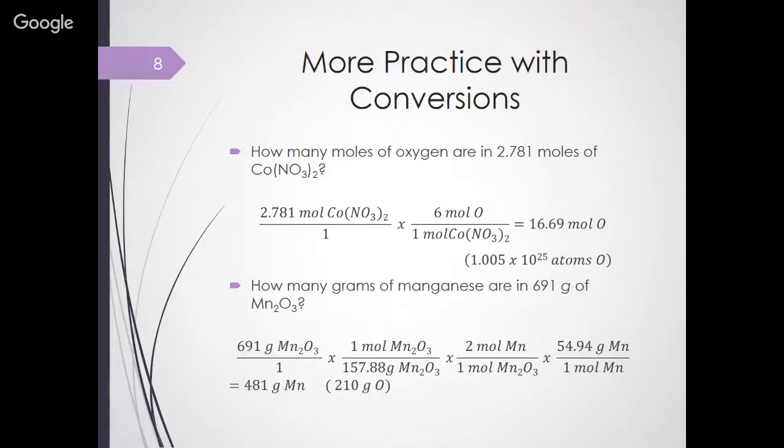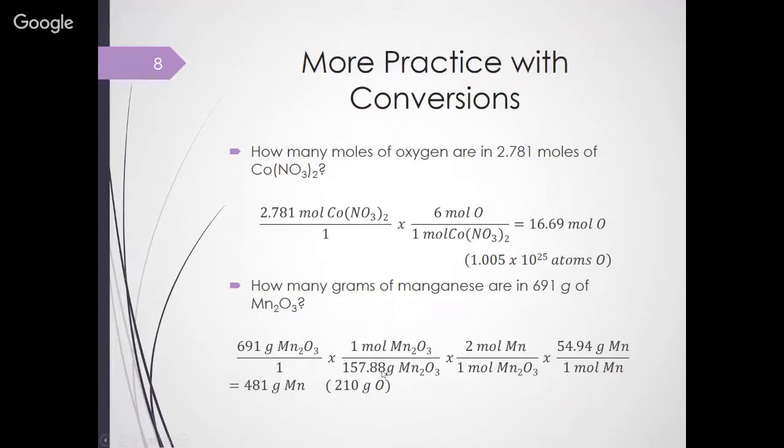Moles is your interconnecting unit between mass and number of atoms. We get to moles because that's our counting unit, because 1 mole of anything equals 6.022 times 10 to the 23rd. Those moles can have a different mass based on the element, but the number that you have is always the same. So if you have 1 mole of manganese atoms, you have 1 mole of oxygen atoms, it means that you have the same number of atoms. They weigh differently, but the amount that you have is the same.